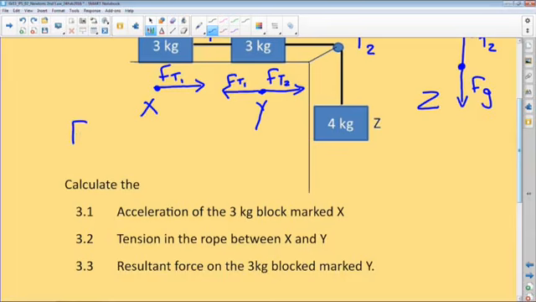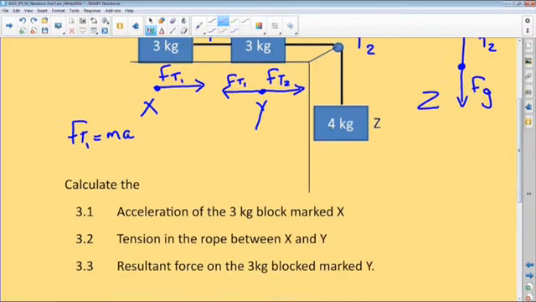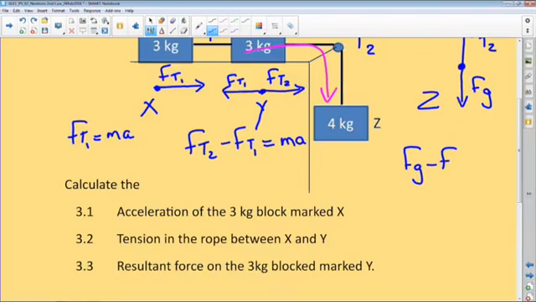So for X, I'm going to have force tension 1 equals MA. For Y, because this object is accelerating and it's going to be accelerating down like that, tension 2 must be greater than tension 1. And for Z, because it is going down, gravity must be greater than tension 2, and that will give us MA. Okay.